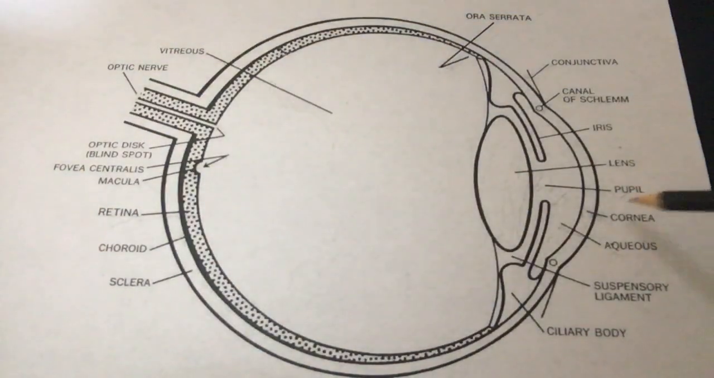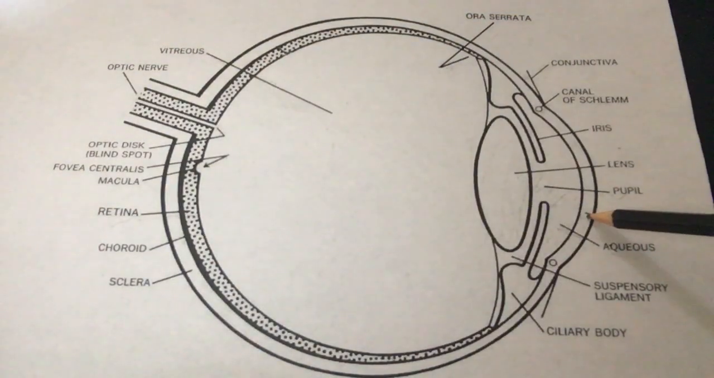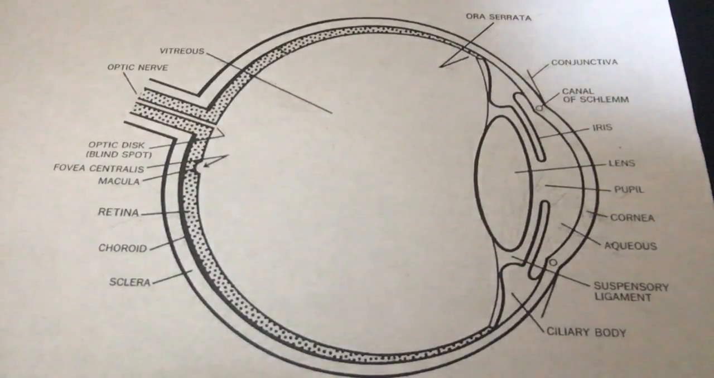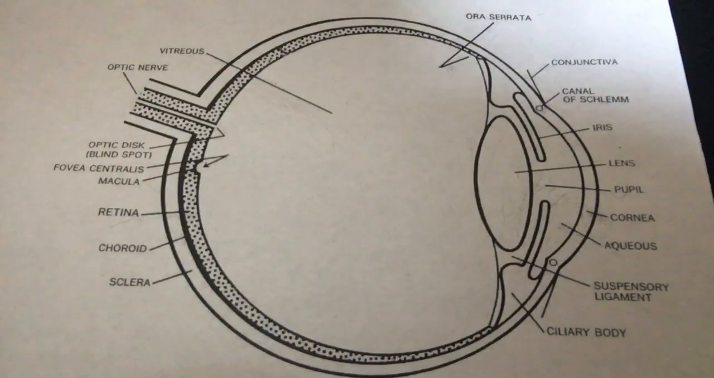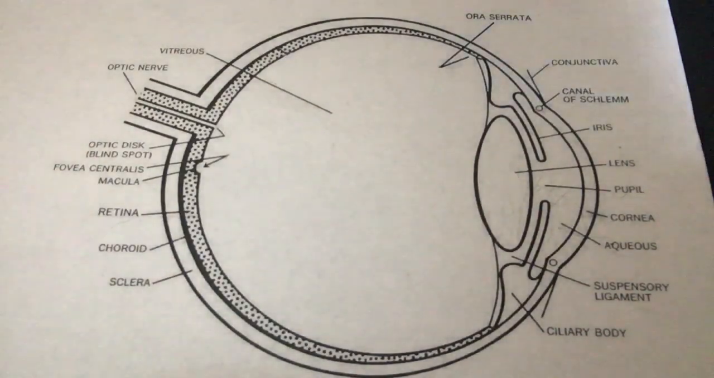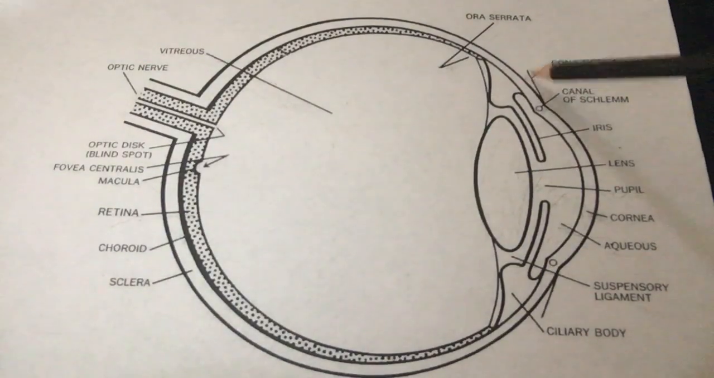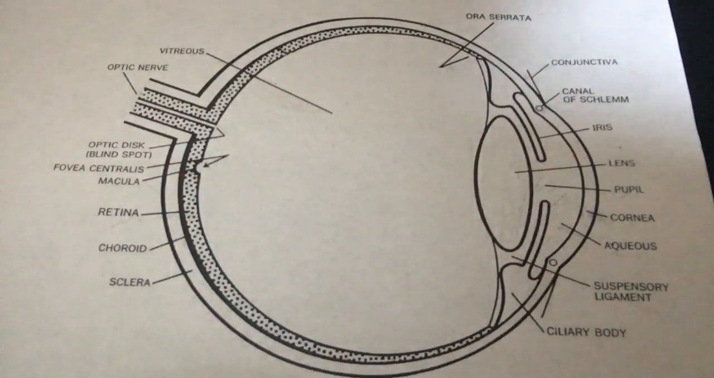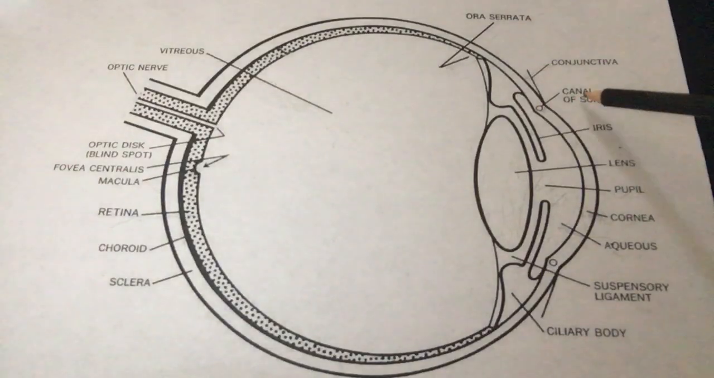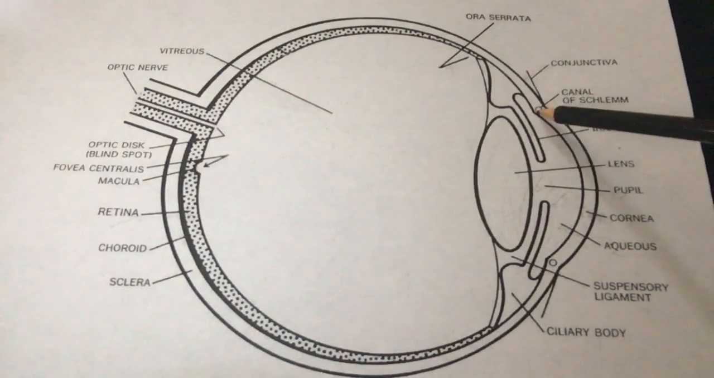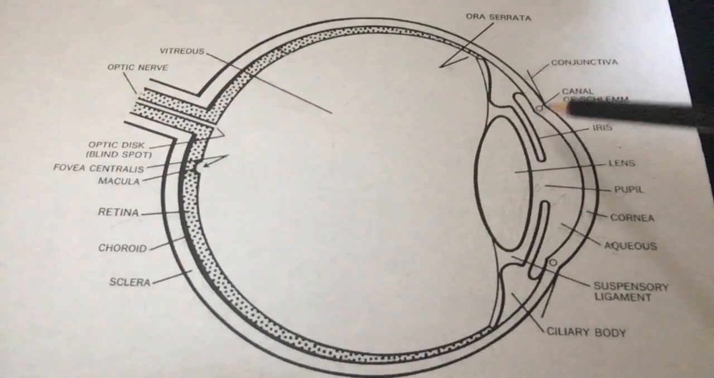Okay, we're going to start with the cornea, which is located right here. The cornea is the front transparent part of the outer protective layer of the eye. Its bulging curvature provides the major refraction of the eye. Next, we have the conjunctiva. The conjunctiva is the clear membrane that covers the sclera and also lines the inner portion of the eyelids.